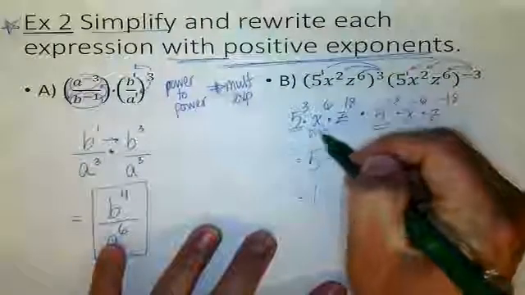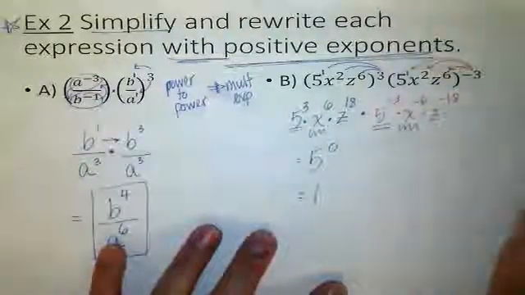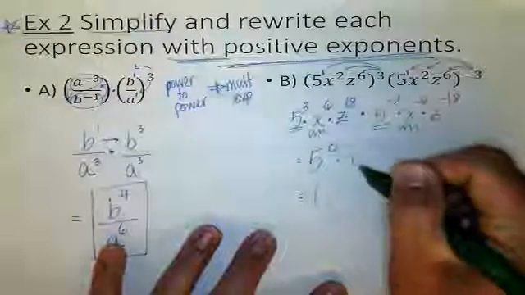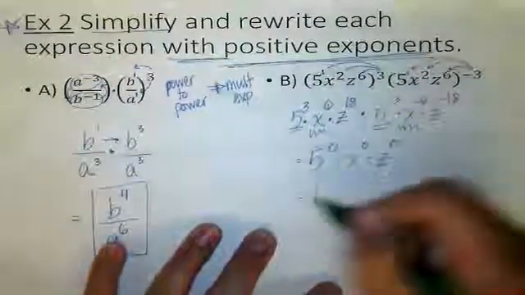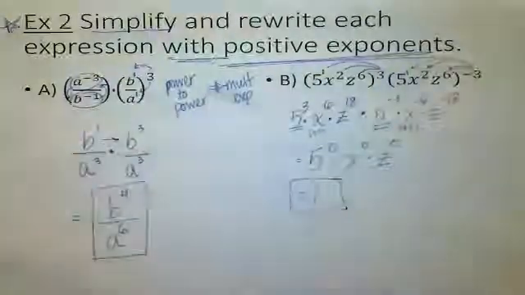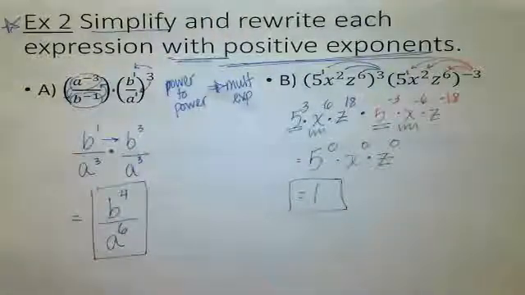And what happens with x to the 6th and x to the negative 6? X to the 0 and z to the 0 as well, right? So we just ended up getting 1. Crazy. Could we have done that faster?